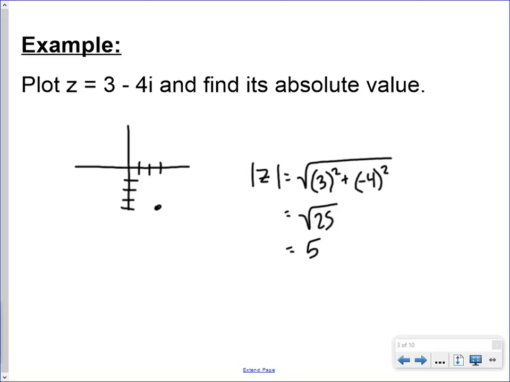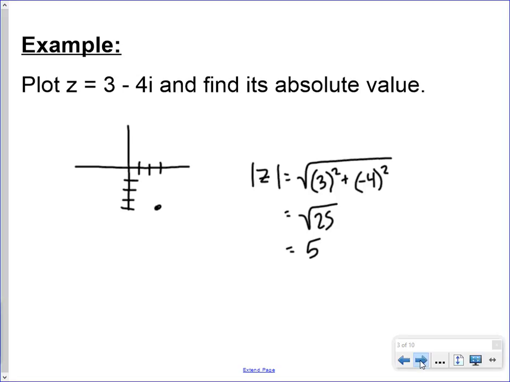Now, note that if your absolute value does not come out to a perfect square number that can be square rooted, then just simplify. Reduce the radical, so the square root of 24 would be 2 square root of 6. And do those same things we would normally do. Any questions with working with a complex number?